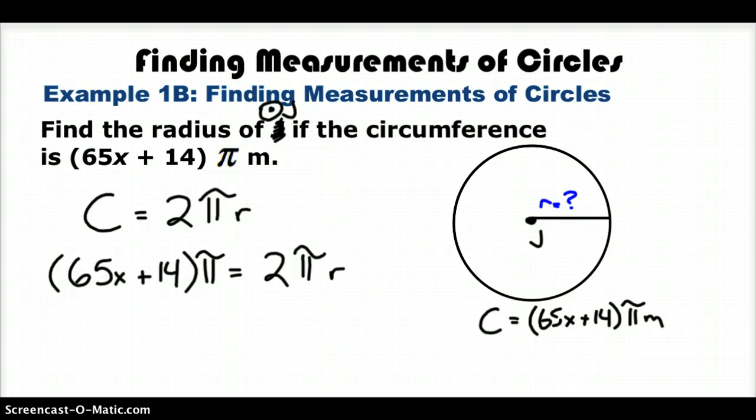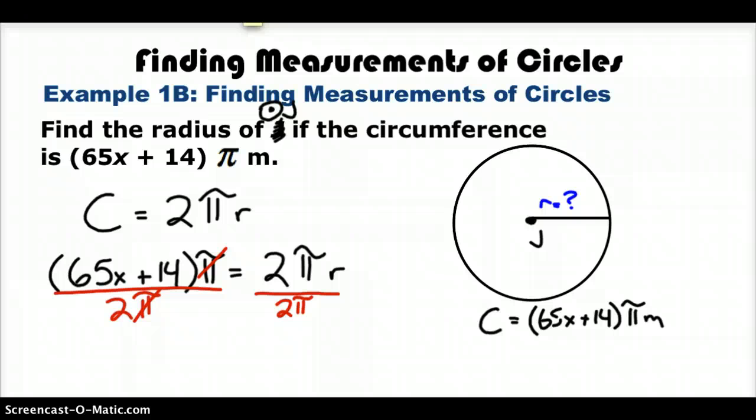Now in this next step, remember, we're trying to get radius by itself. So what I'm going to do here is divide both sides by 2 pi. Here's what's going to happen. The pi over pi is just going to cancel, because pi over pi will divide to 1. Then what we can do is divide both 65x and 14, both of those numbers, by 2.